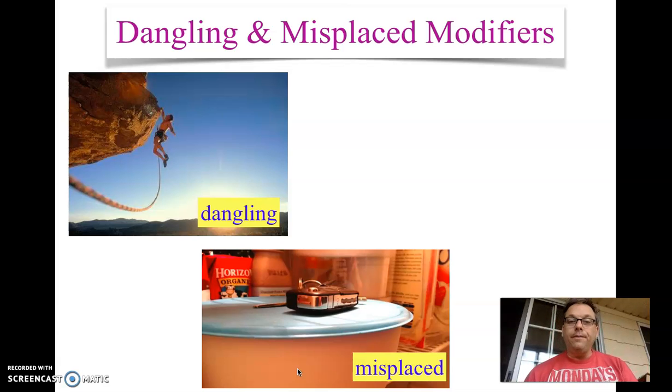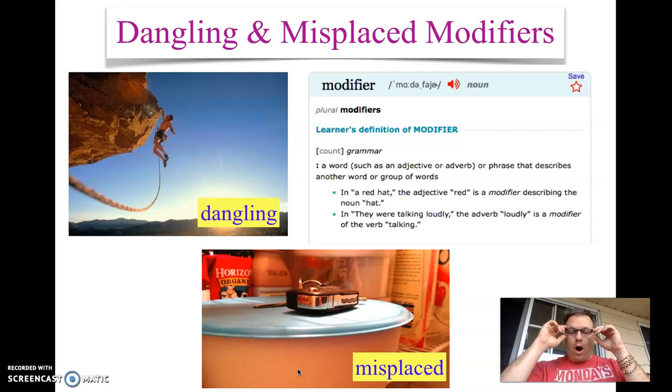But what is a modifier? Well, in English, or any language, right? For grammar, a modifier is a word, such as an adjective or adverb, the most popular, or a phrase that describes another word or group of words. You can see they give us a couple examples. A red hat, the adjective red, is a modifier describing hat. In they were talking loudly, the adverb loudly is a modifier of the verb talking. Okay? So these are what modifiers are. So we're going to look at ones that dangle and ones that are misplaced.